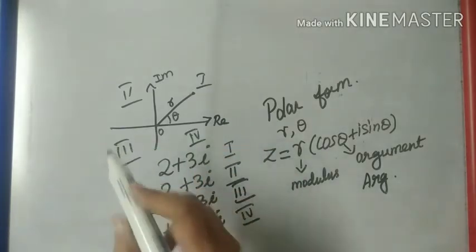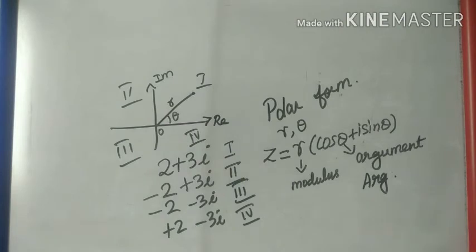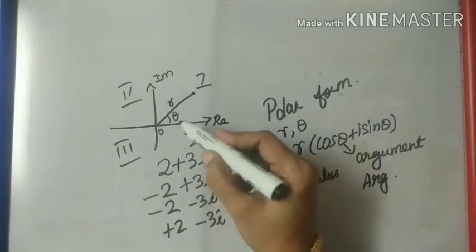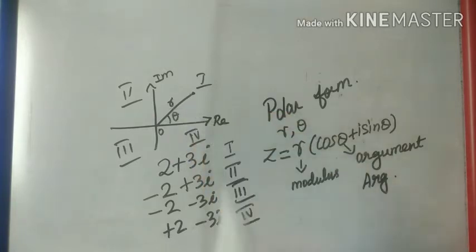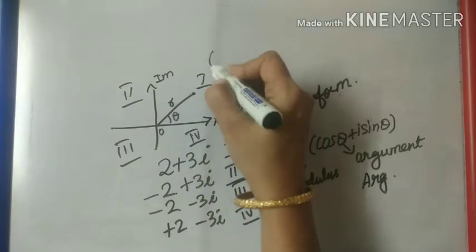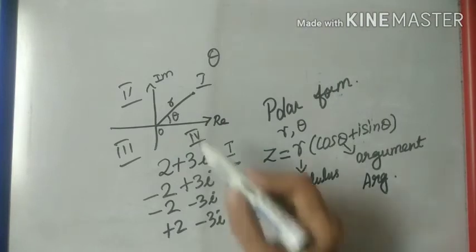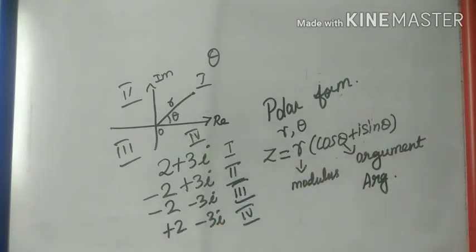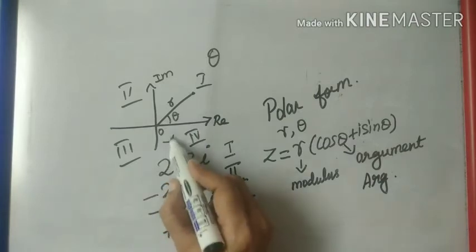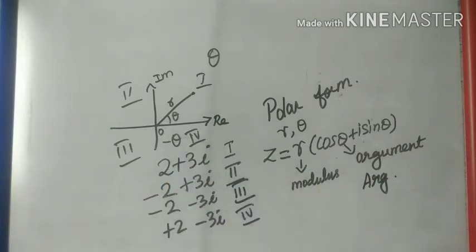This tells me the theta value, if I decide which quadrant I am in. If I am in the first quadrant, I take theta as it is. So here it is only theta. But if I am in the fourth quadrant, I go in the clockwise direction. So the angle I will take as minus theta.